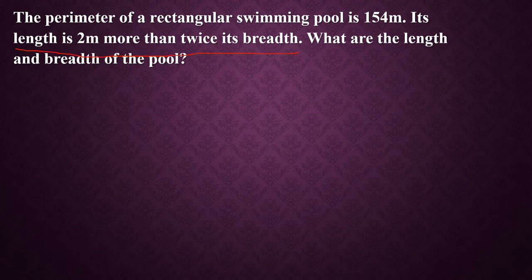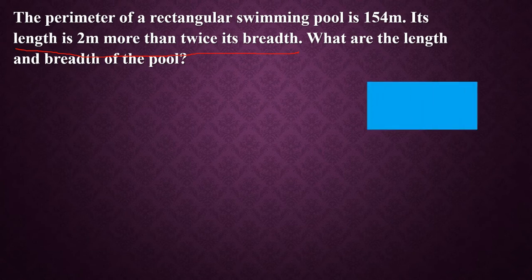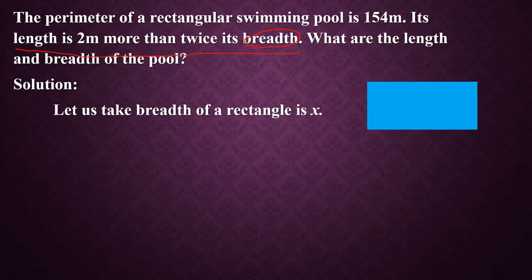So first we have to make the equation. So this is the rectangular swimming pool. Here the length is 2 meters more than twice its breadth. So the length depends on the breadth. The breadth we do not know, so we have to take the breadth as x. Let us take the breadth to be x.